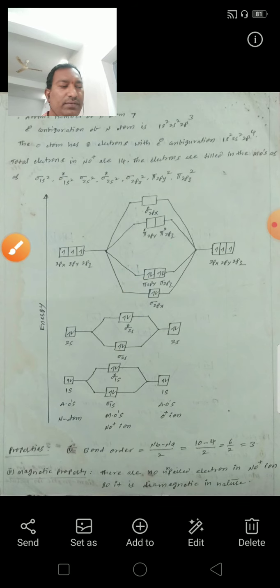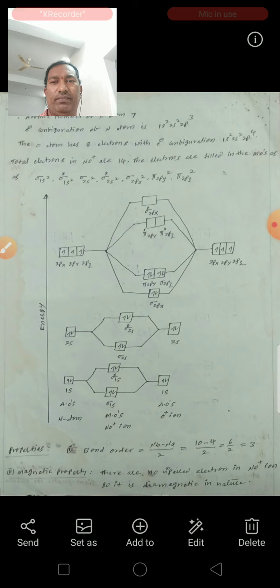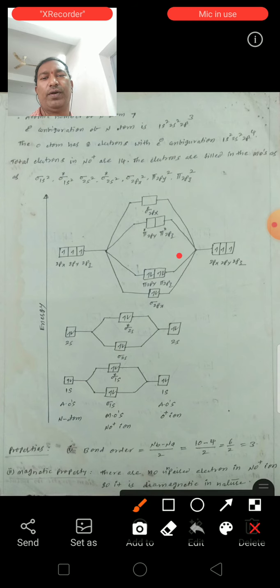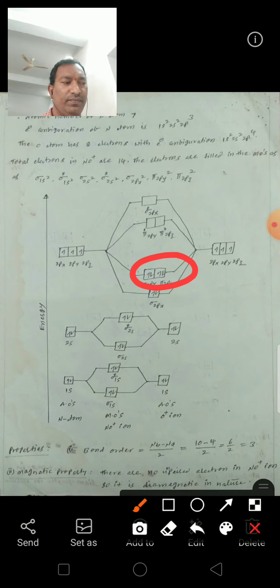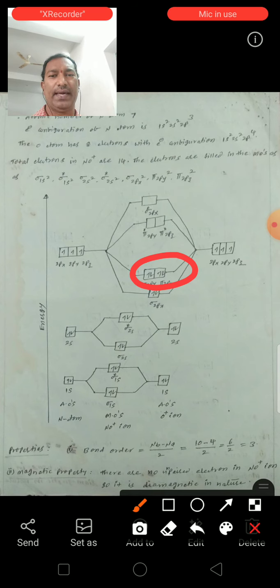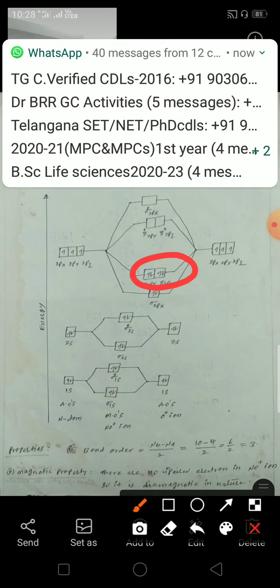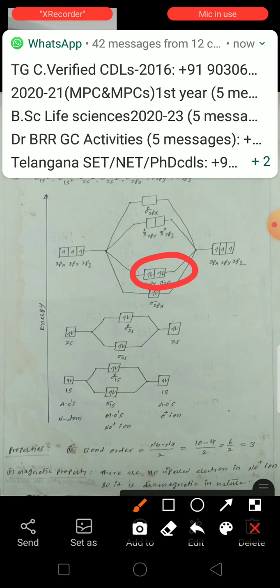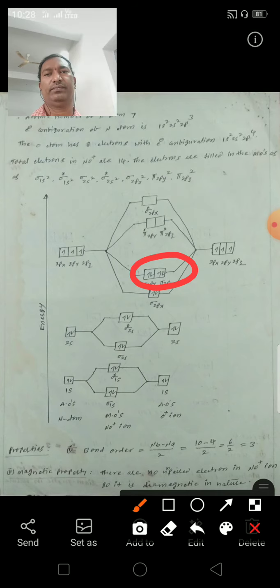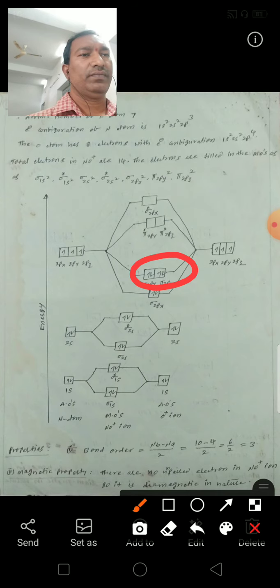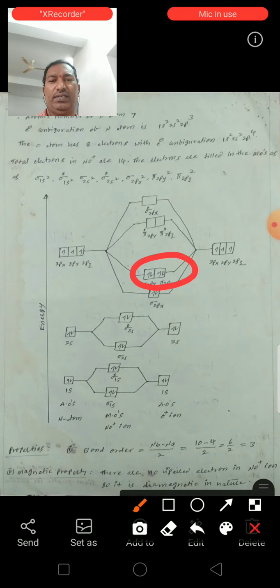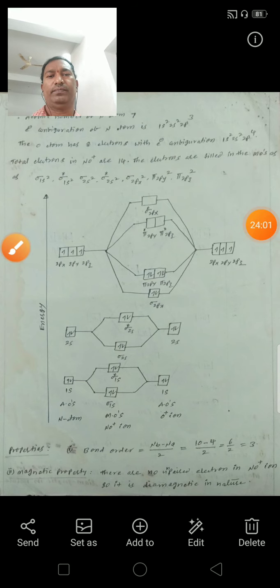Okay, next, the magnetic property. See here, there are no unpaired electrons in the NO plus ion. So it is diamagnetic in nature with bond order 3. So okay, this is the NO plus molecule.